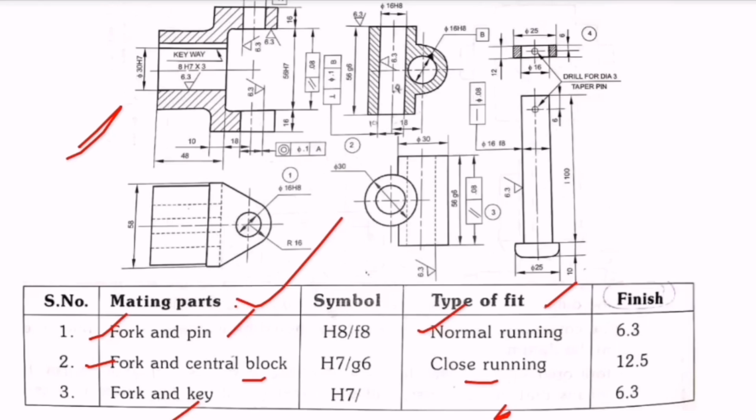This is what we need to prepare: the mating parts and type of fit table, by looking at the assembled figure and how many parts are going to mate with each other. That mating part should be indicated in this table with its type of fit.